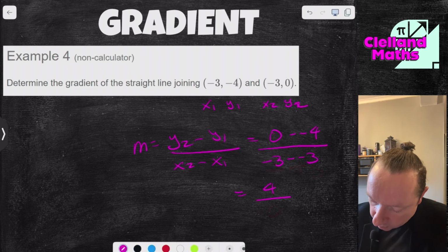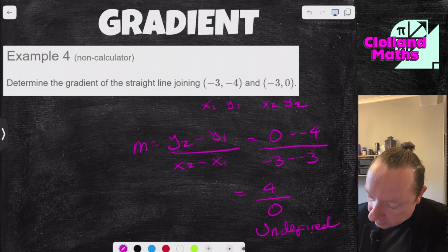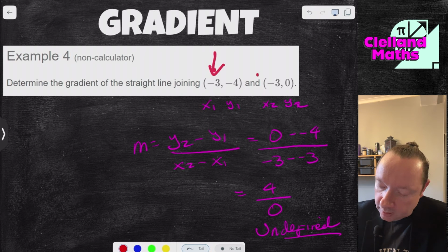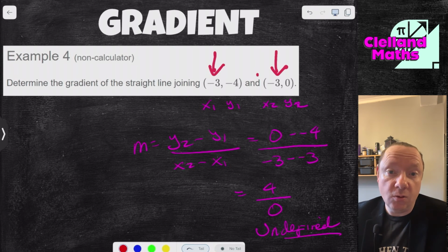Oh no, I'm trying to divide by 0, so it's undefined. Remember, we say it's undefined if you divide by 0. In other words, this is a vertical line. One way to check that again is, if the first coordinate number is the same, it's a vertical line.